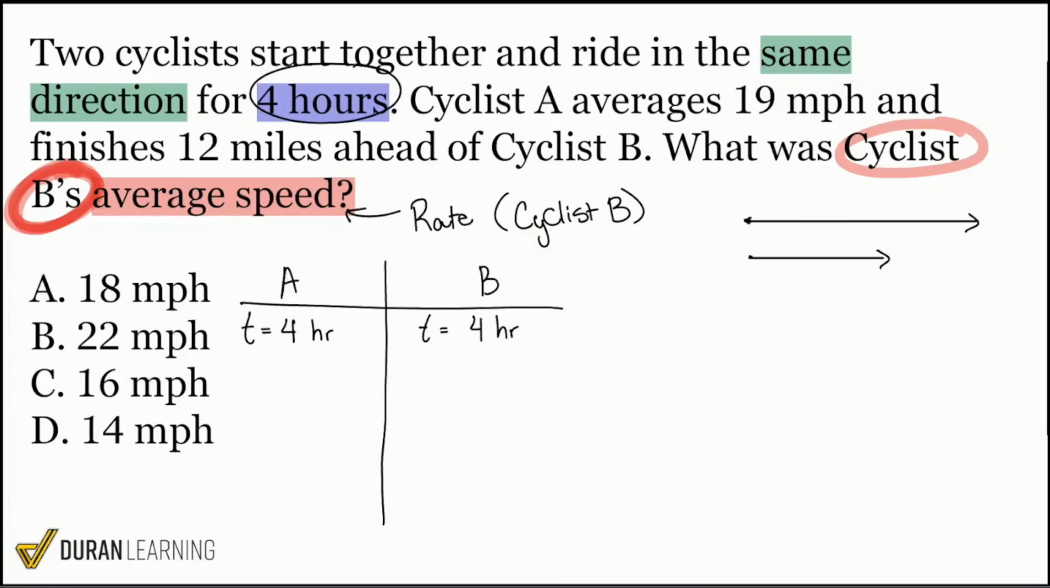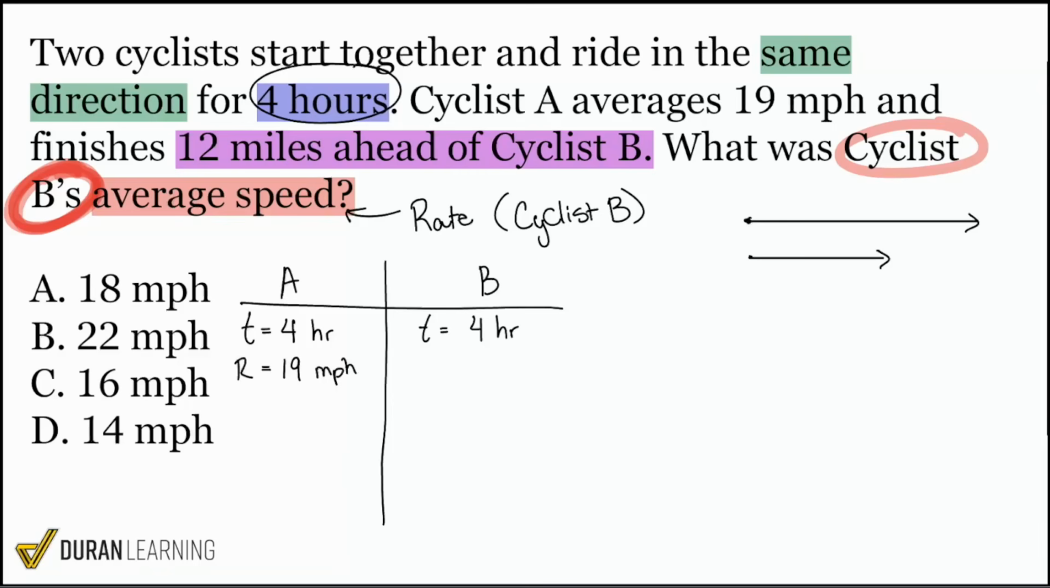Next up, it says cyclist A averages 19 miles per hour. Okay, so cyclist A, the rate, that's going to be 19 miles per hour. And with that said, everybody, it says, hey, cyclist A also finishes 12 miles ahead of cyclist B. Pretty interesting information. Let me just highlight that in purple because we'll come right back to that information. My party people, let's take a look at everything we have.